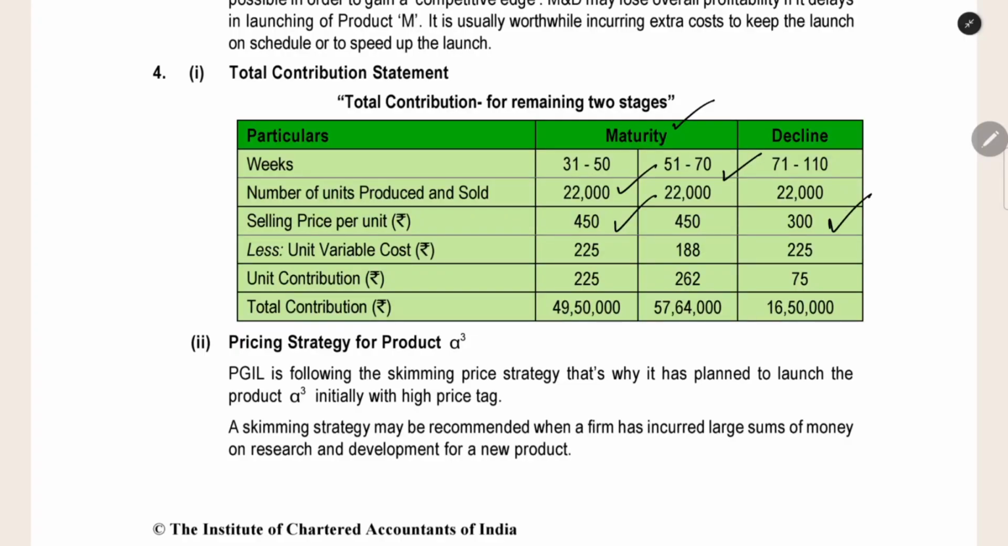Variable cost we found out from the variable cost table: 225 for the first 22,000 units, 188 for the second 22,000 units. And then this 225 is for all the units we sell in the decline stage. Now, when you reduce the variable cost from the selling price, you get the contribution. When you multiply it with the total number of units, you get the total contribution. This is what they are asking in the first subdivision.